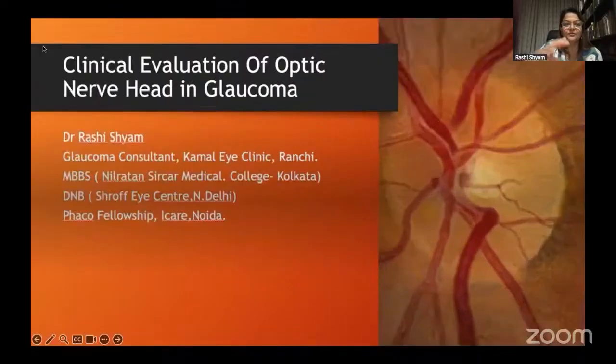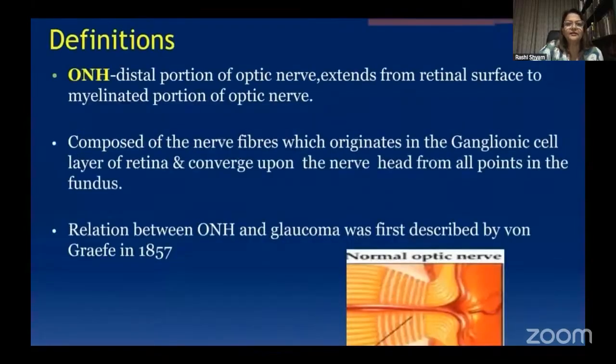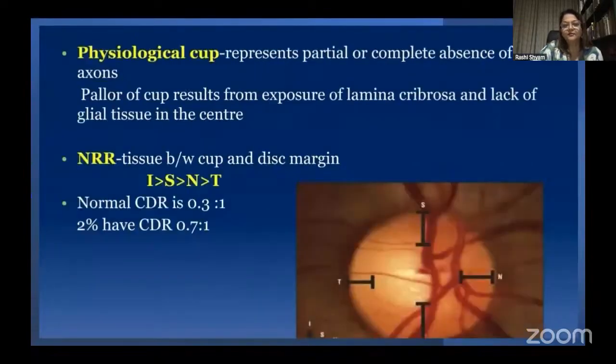So I was asked to talk about the clinical evaluation of the optic nerve head in glaucoma. We all know chronic progressive optic neuropathy is what causes glaucoma and the disc changes that we see clinically. It is a bundle of nerve fibers that originate in the ganglion cell layer of the retina, converge upon the nerve head, and from there they leave. So we have the physiological cup, and then we have the glaucomatous cup.